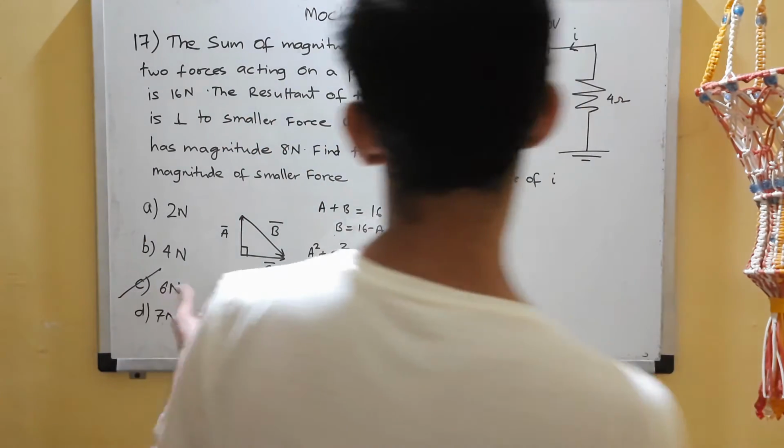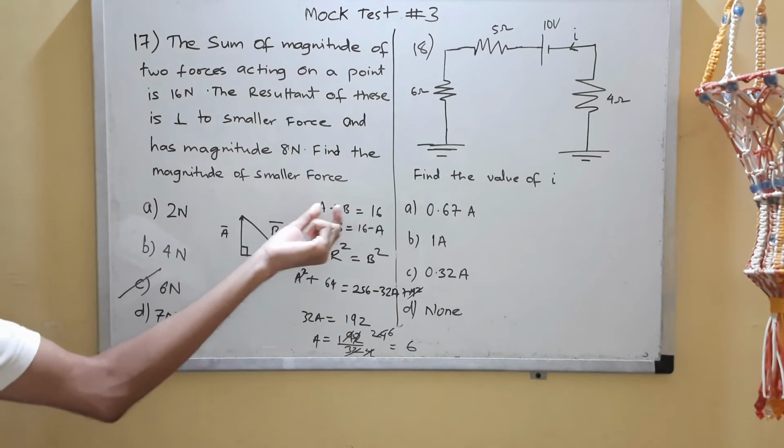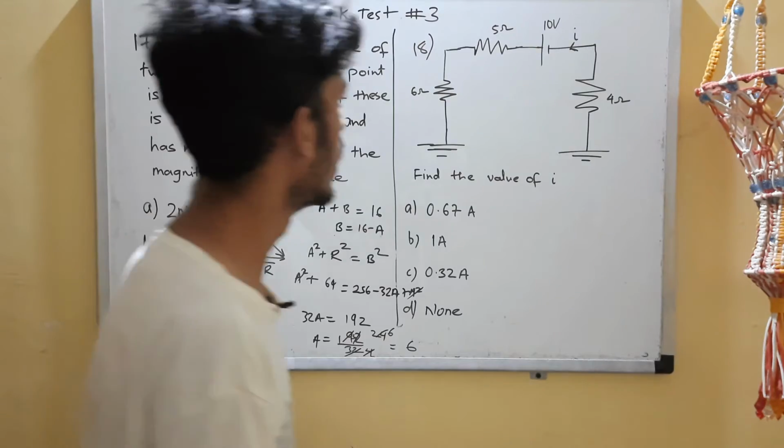You can also find the magnitude of the bigger force. A plus b is 16, so b will be 10, right? This is 6, so b will of course be 10. Let's come to this one.